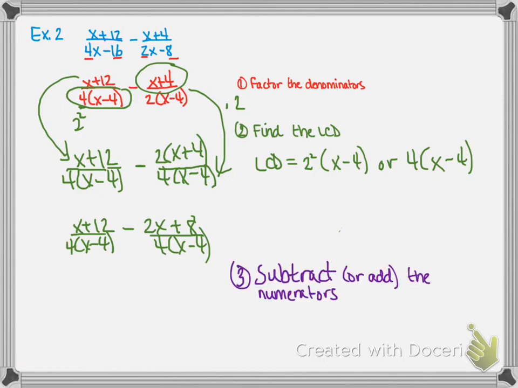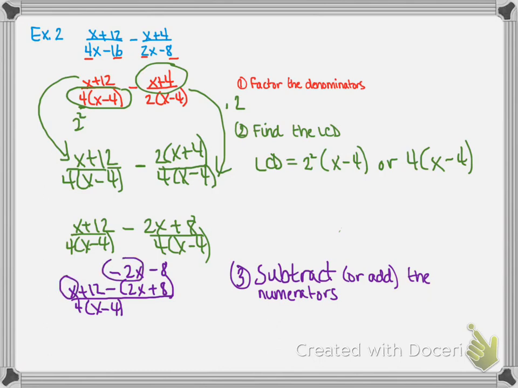Okay, now we're going to subtract the numerators. So I have my common denominator, my 4 times x minus 4. We're going to write x plus 12 minus 2x plus 8. And with rational expressions, having it in a separate fraction implies the parentheses that you see written here. So I'm going to need to change the sign of each of those terms in parentheses. It becomes x plus 12 minus 2x minus 8.